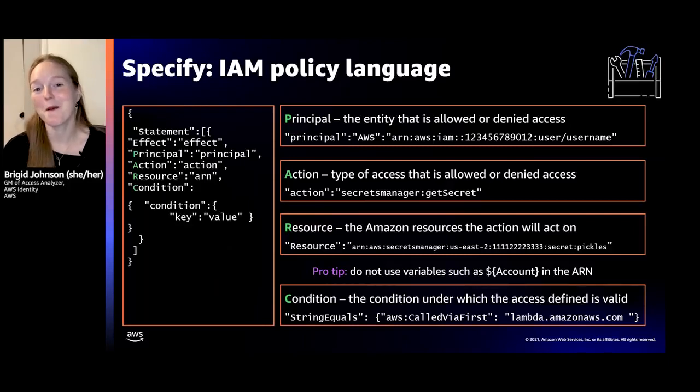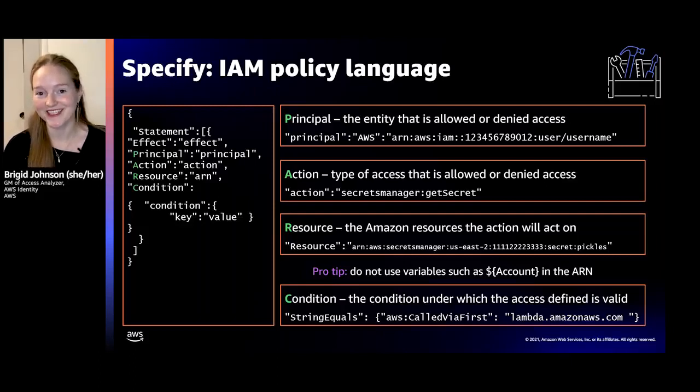All right, just going to say it: IAM policy language, my favorite language. The PARC model, hopefully most of you are familiar with, but I'll go through it really fast. This is the language where you get to specify access. You have your principal, which is the entity that is allowed or denied access. The action, which is the type of access that is allowed or denied. Thousands of actions across AWS, very fine-grained permissions here. The resource that the action is acting on, and then the conditions on which it will apply.